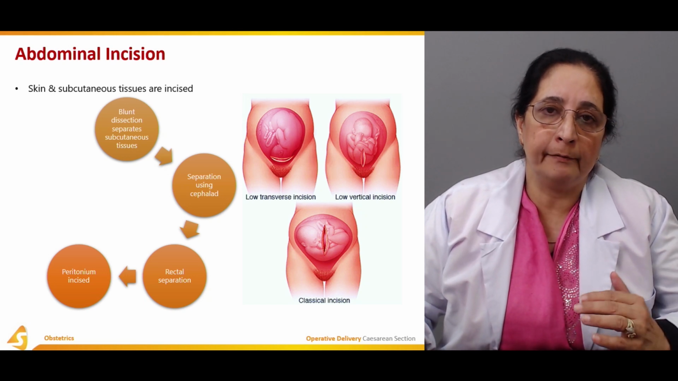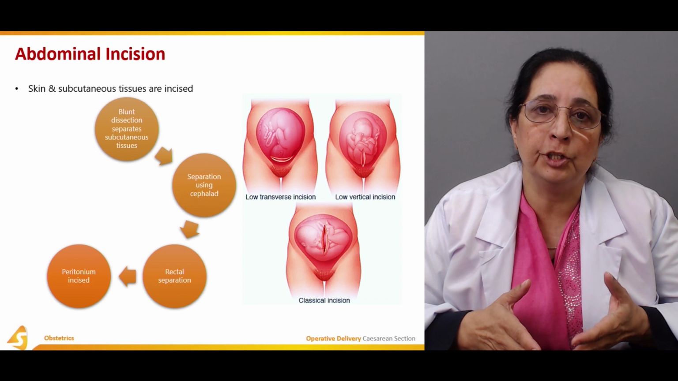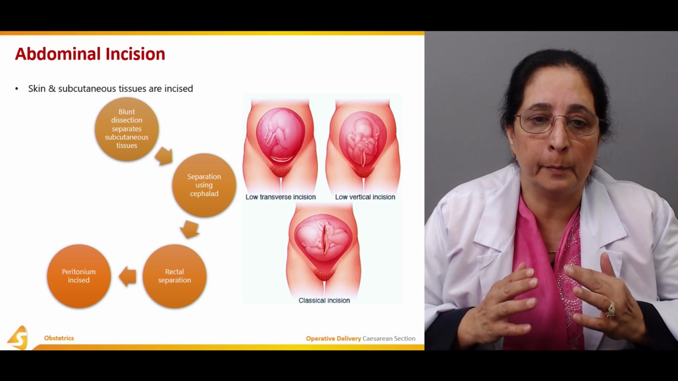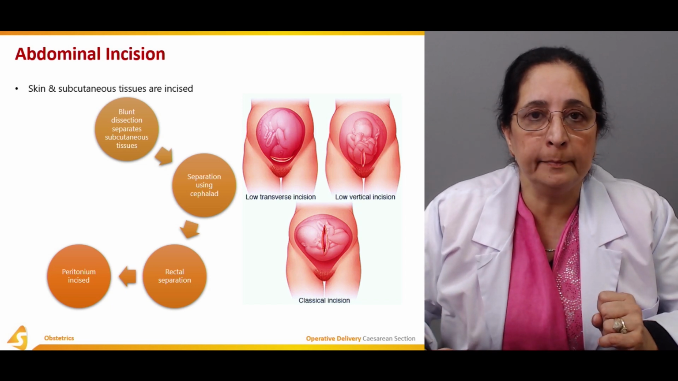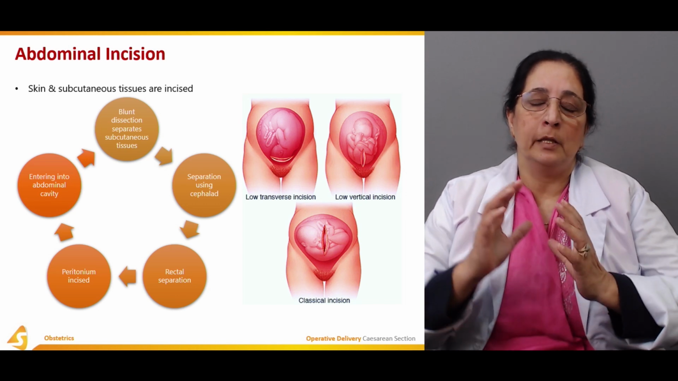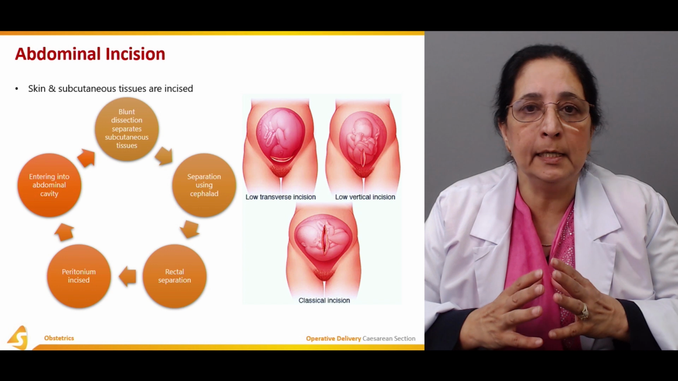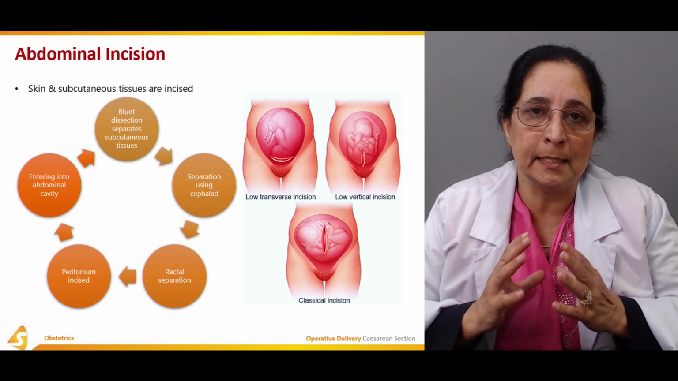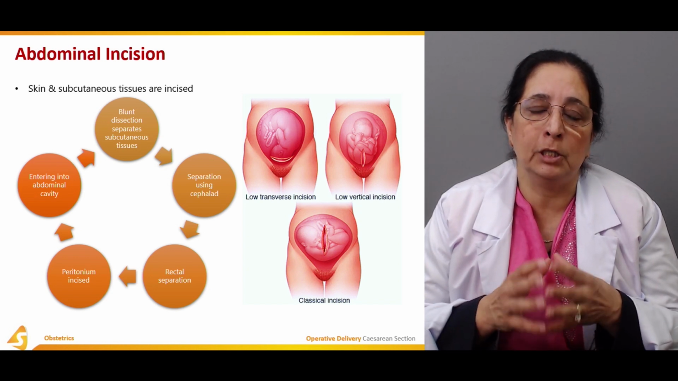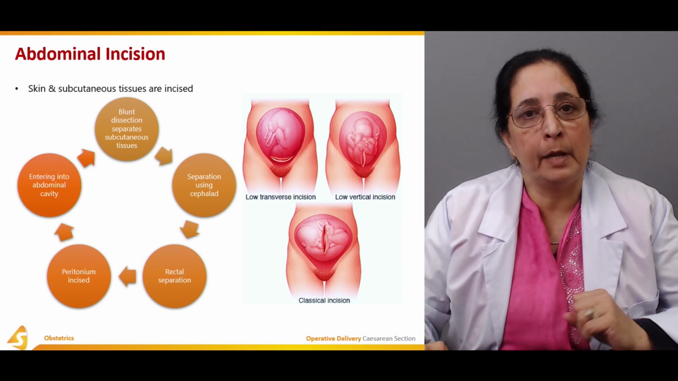The peritoneum is the covering that covers all the abdominal organs. So after the incision is given in the peritoneum, we enter the abdominal cavity, and then an incision is made in the uterus, and then delivery is performed. So first the abdominal incision, then separation of the subcutaneous tissue by blunt dissection, then incision in the peritoneum, and then we enter the abdominal cavity.